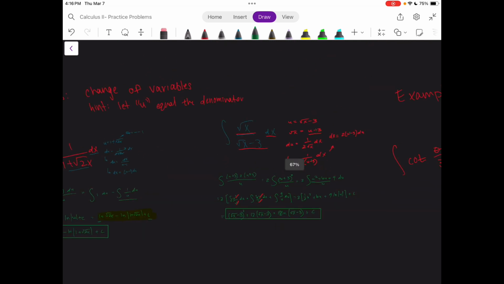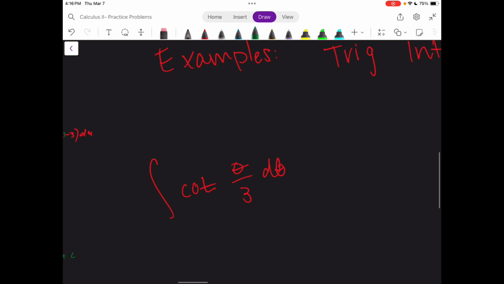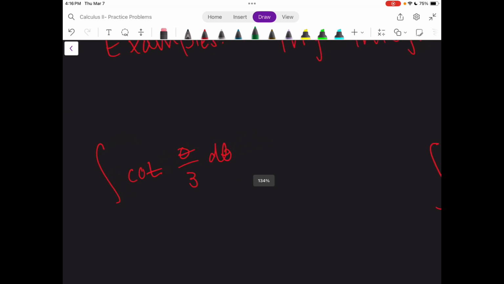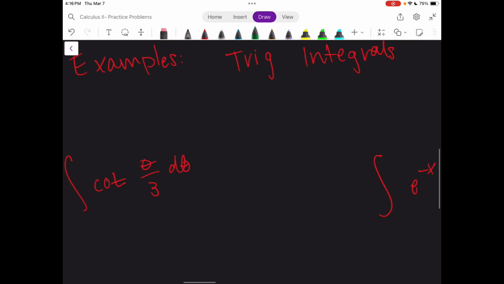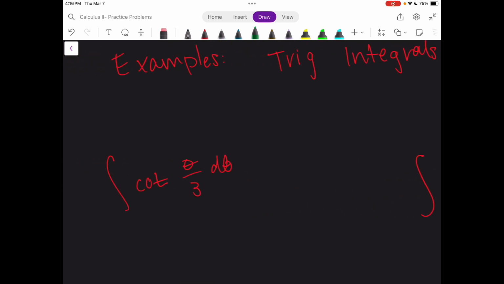Moving on, we have some trig integrals. You might say, where does the natural log function come in? And we'll see, because we haven't learned the integral of cotangent, or in this case, tangent. We know the integral of sine, cosine, negative sine, and negative cosine, but we haven't learned tangent, cotangent, secant, or cosecant yet. So we're going to have to do this without knowing that formula.